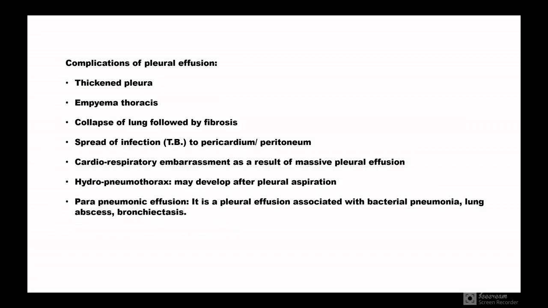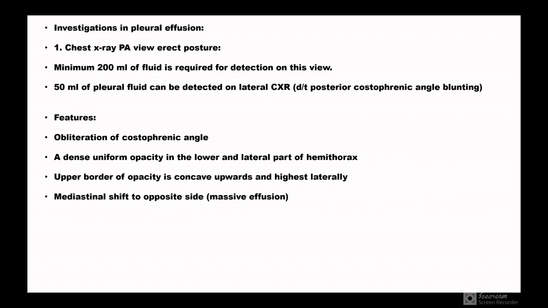What can be the complications of pleural effusion? Complications can be thickening of the pleura, empyema thoracis, collapse of the lung followed by fibrosis, spread of infection like TB to pericardium and peritoneum, cardiorespiratory embarrassment as a result of massive pleural effusion, hydropneumothorax that may develop after pleural aspiration, and parapneumonic effusion, which is a pleural effusion associated with bacterial pneumonia, lung abscess, and bronchiectasis.